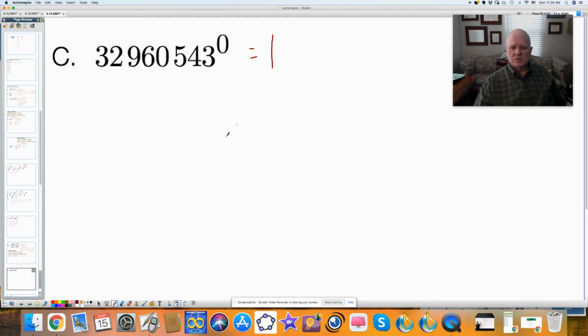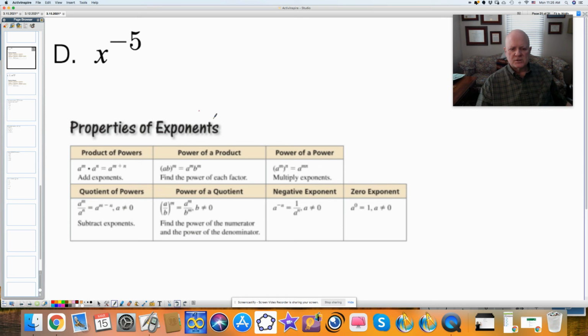Anything to the 0 power is 1 except for 0, which cannot be raised. It's undefined. To simplify this one, we're going to use the negative exponent rule. You should be knowing these exponents and you need to be doing the practice with these to get it. So let's flip it, and then it becomes a positive.